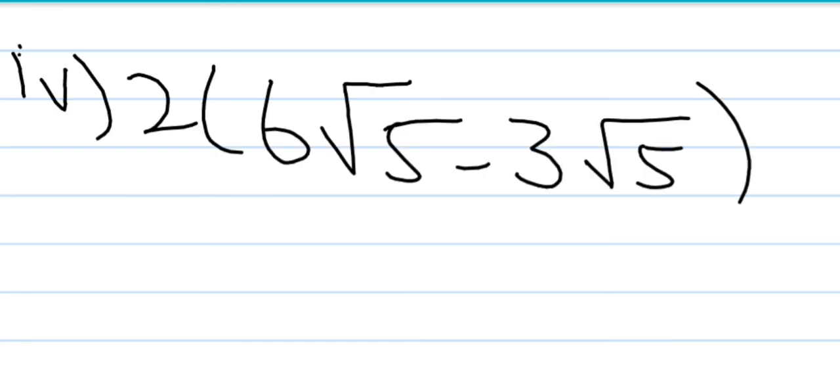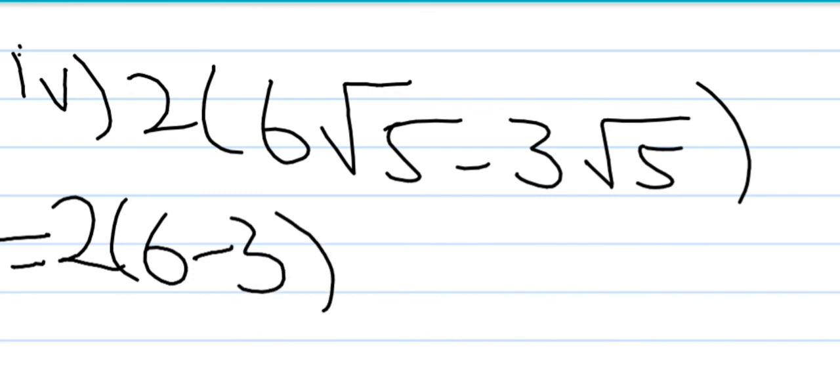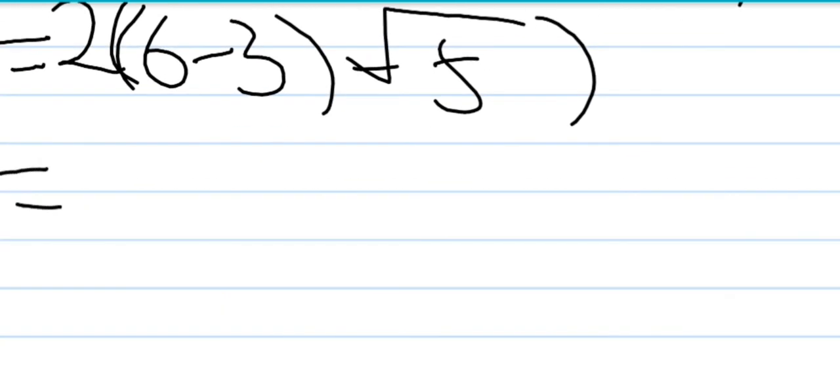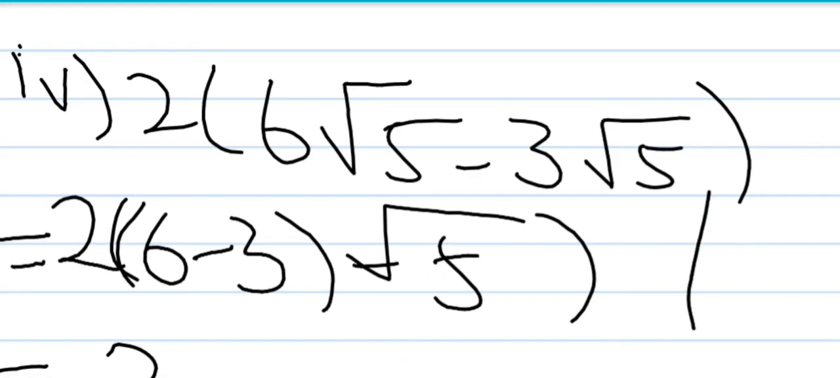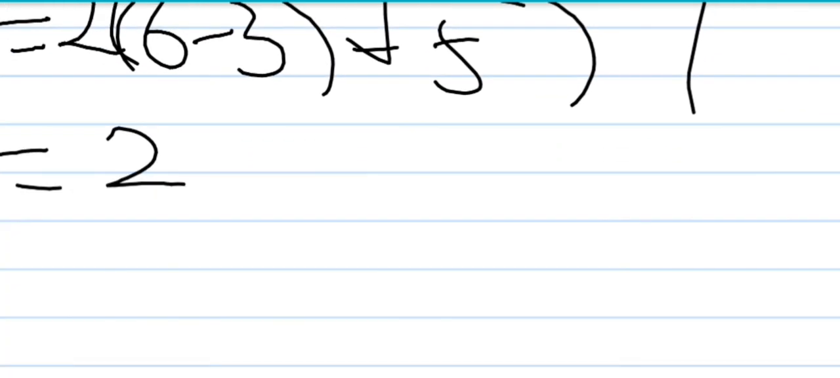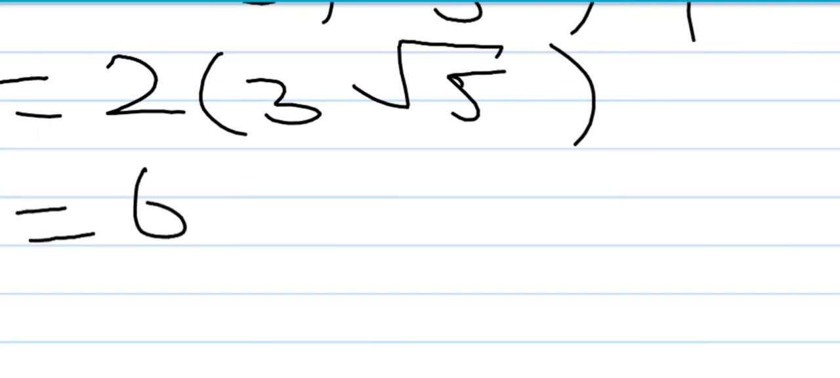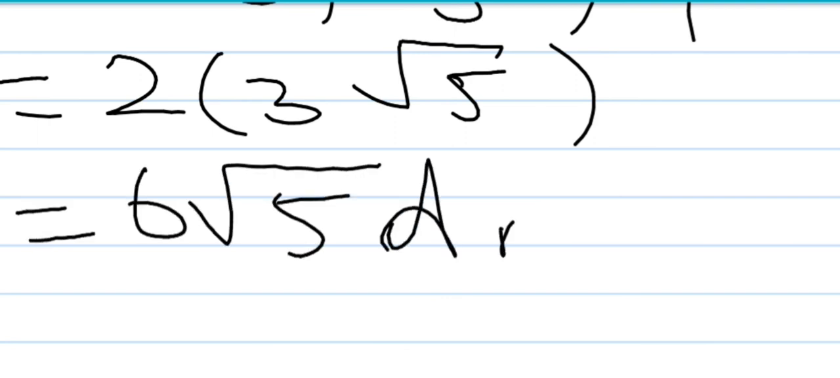So the next part is 2 into under root 2 into 6 under root 5 minus 3 under root 5. It is also easy. 2 into 6 minus 3 and under root 5. Now say 2 into 6 minus 3 is equal to 3 under root 5, and 2 3s are 6 again, so 6 under root 5, and this is the answer.